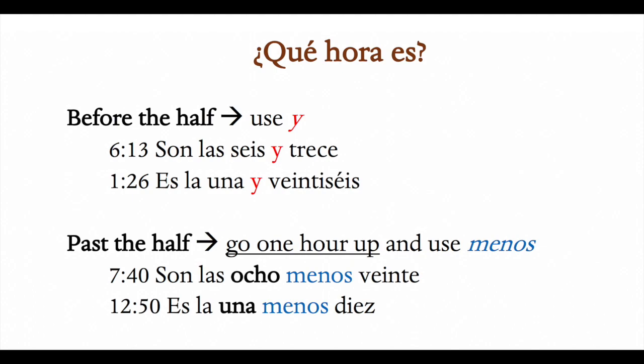Same thing with 12:50. 12:50 is again past the half, and therefore we have to go 1 hour up. After 12 we have 1, and 50 means that we only have 10 minutes before the top of the hour. So we would say for 12:50 es la una menos diez, because it's 10 minutes left until the top of the hour.